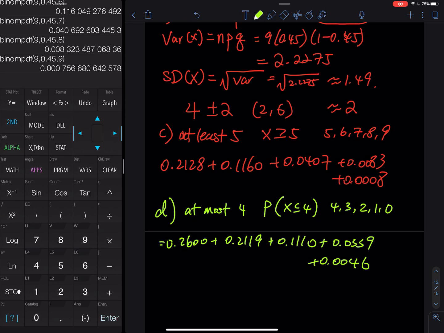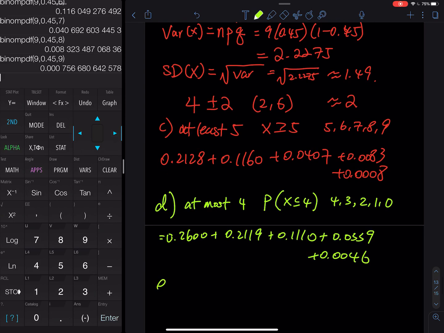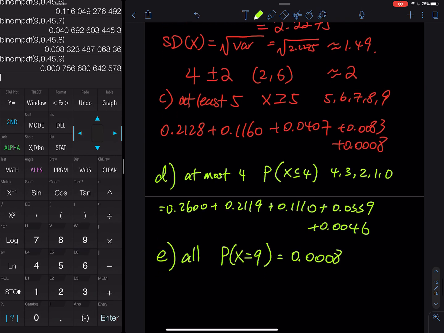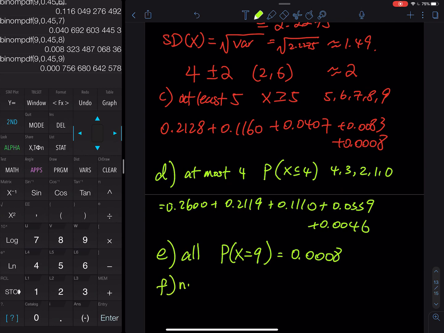And then part E is you are looking for the probability that all of them. So what does all mean? You grab 9 students out, right? All of them means all 9 of them. So that is the last probability. So all 9 of them equals 0.0008. And then F is none. None means 0. So probability x equals 0. That is the very first probability we got on the table, 0.0046.